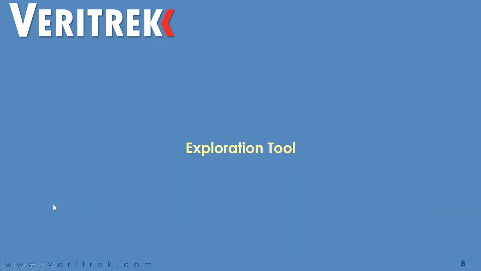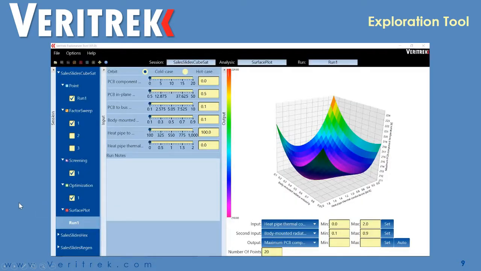So from here on out, we're going to talk about the exploration tool. This assumes that a reduced order model has been developed and it's available. Now, the exploration tool allows you to interrogate that reduced order model and generate results very quickly. So the first video that I'm going to show is a broad overview of the exploration tool.